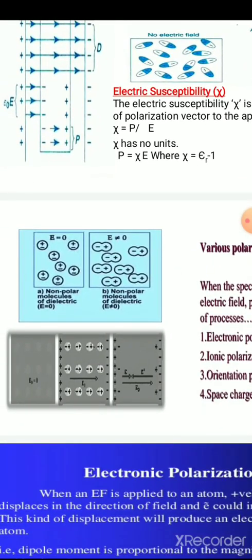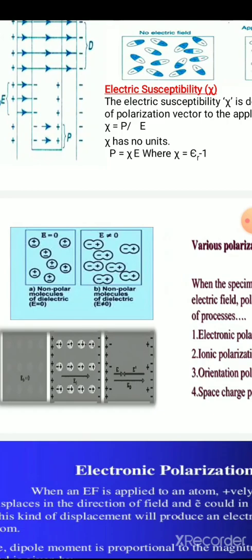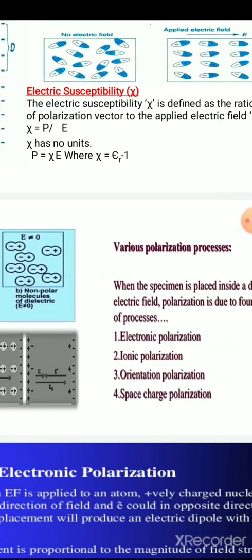Now we are going to see two figures. In the first figure E equals 0, which means D also equals 0 and P also equals 0, and it represents the non-polar molecule of dielectrics. In the second figure E is not equal to 0, which means D is not equal to 0 and P is not equal to 0. It represents non-polar molecules of dielectrics with E not equal to 0.